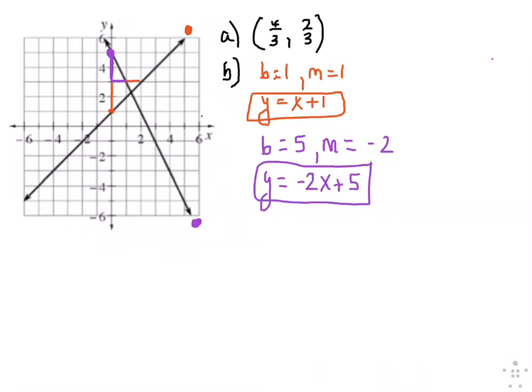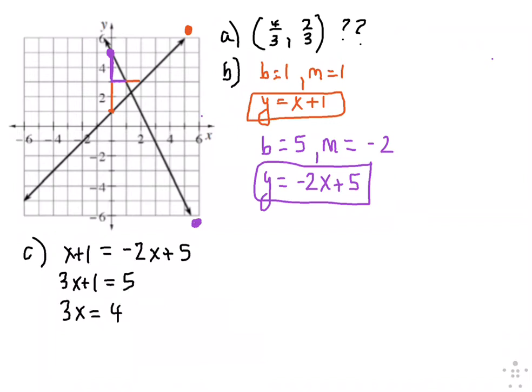Okay, and then for the last part, for C, they wanted us to solve and see what the actual answer is. This is our estimate. So for C, I'm going to use the equal value method since they're both solved for y. So I get x plus 1 equals -2x plus 5. I add 2x to both sides, so I get 3x plus 1 equals 5. Subtract 1, 3x equals 4. x equals 4/3. Hey, I did pretty good on my estimate. A is 4/3, x is for part A.